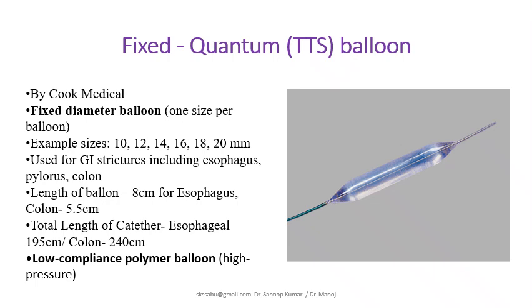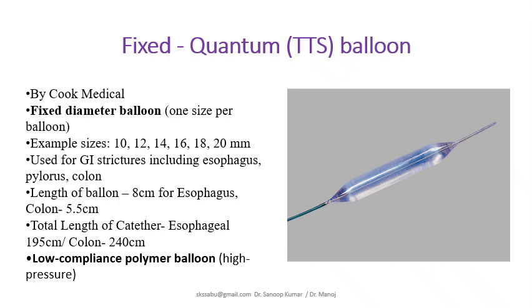Now we will discuss the second type of through the scope balloon, that is quantum balloons. This is produced by some other company, that is Cook Medical. The difference from CRE is that in CRE, with a single balloon we can achieve 3 serial dilatations, while in the fixed one with a single balloon only a single dilatation can be achieved. So there are 10 mm, 12 mm, 14 mm, 16 mm, 18 mm sizes. For a 10 mm balloon we can achieve only 10 mm dilatation.